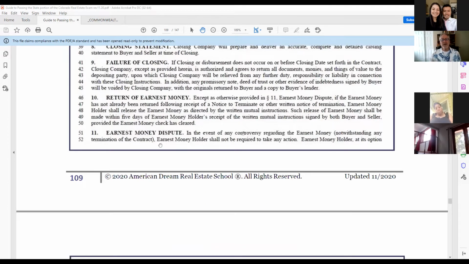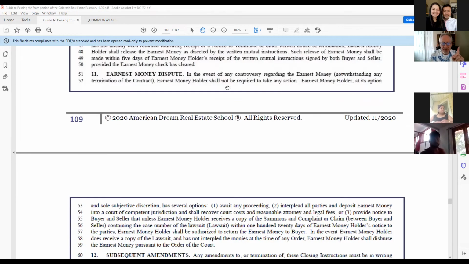Return of earnest money. Here's where you could get a question, other than what I've just described about the form. Returning of earnest money. So there's a dispute. How does the earnest money get back? Following a notice of termination, now there's a dispute. The holder is going to release the money as written in the mutual instructions. The release of earnest money shall be made within 5 days of the holder's receipt of the written mutual instructions signed by both buyer and seller. Okay, that's return.